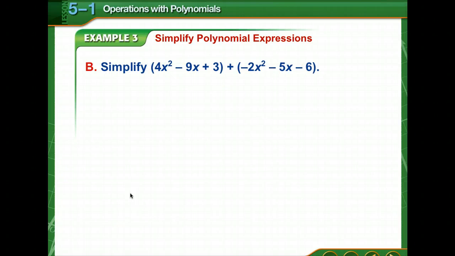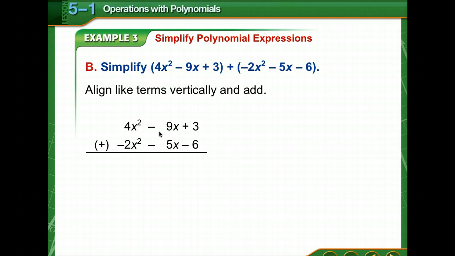Okay, let's try another one. Now this time we've got a plus sign. They're going to align the terms vertically and add. So they're showing you two different ways that you can go about solving this and see which one fits you better.